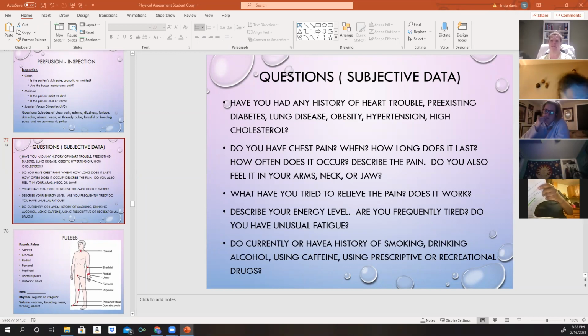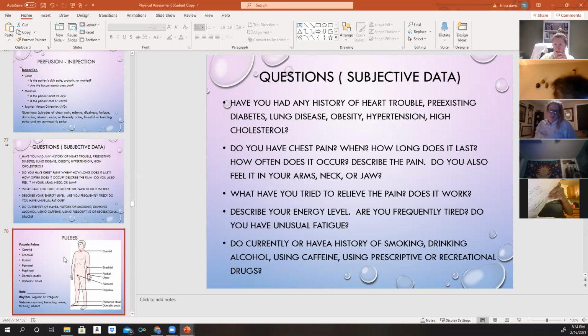And then you want to know, what have they tried to relieve the pain? If they took Tylenol, does it work? Or do they take a narcotic, and is it helpful? Describe their energy level. That's going to give you some information about if they participate in exercise and how sedentary they are. Do they frequently feel tired? Are they more fatigued than usual? Do they have a history of smoking, drinking alcohol, using caffeine, or prescriptive or recreational drugs? Those are all questions that you can ask them to assess their perfusion.